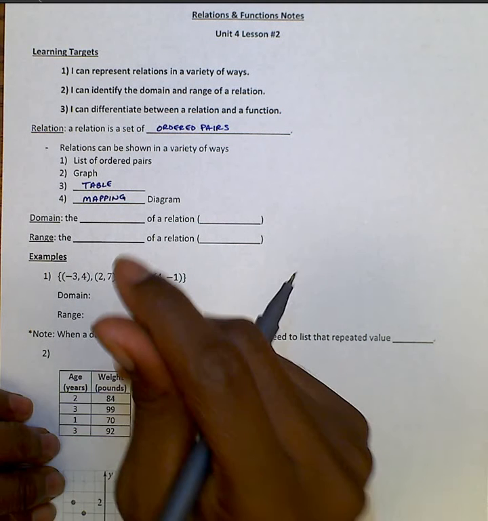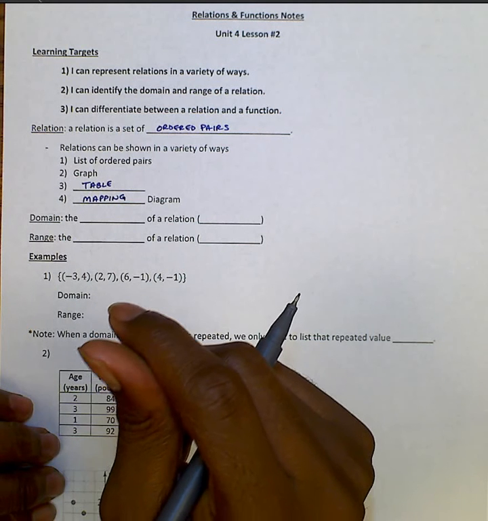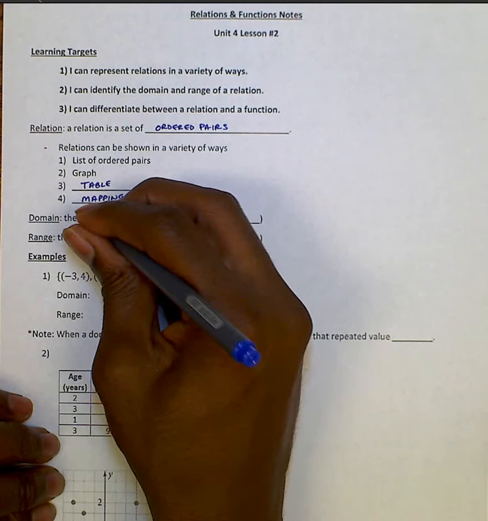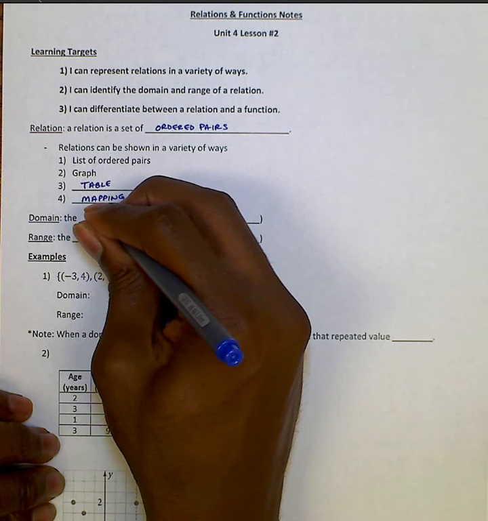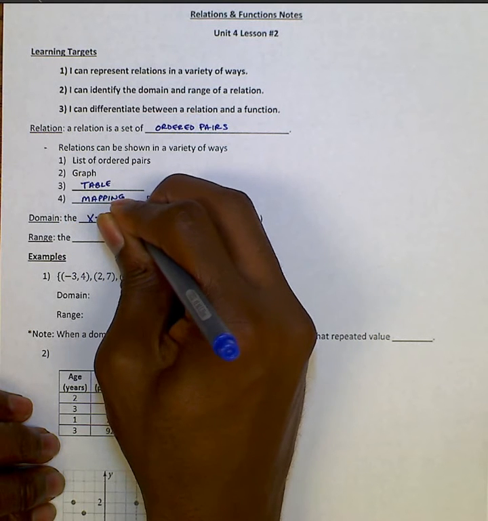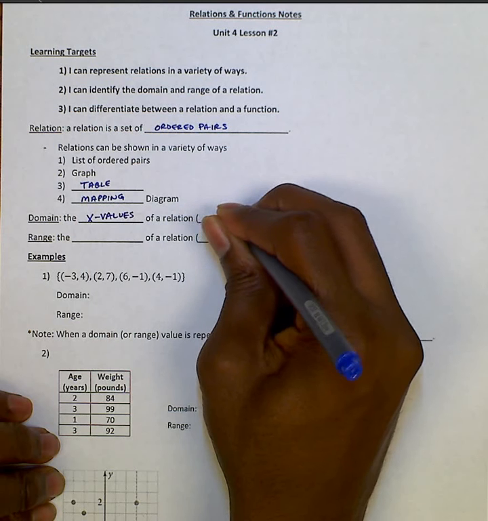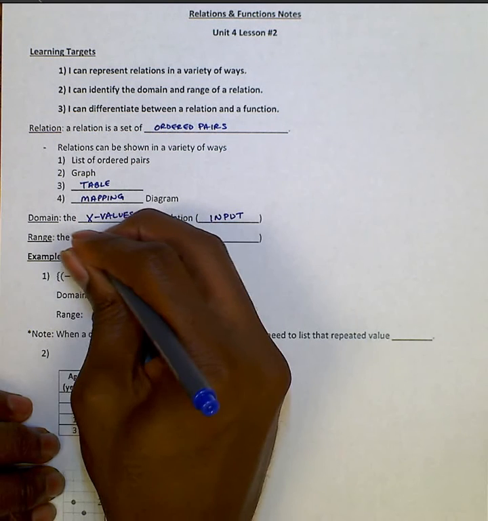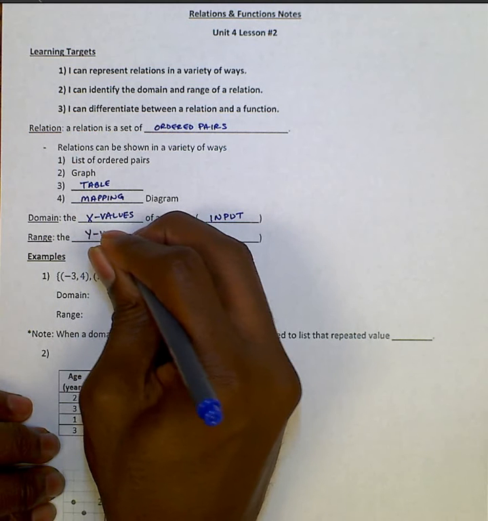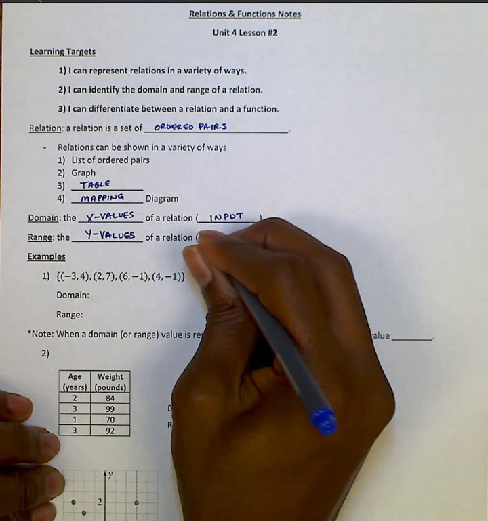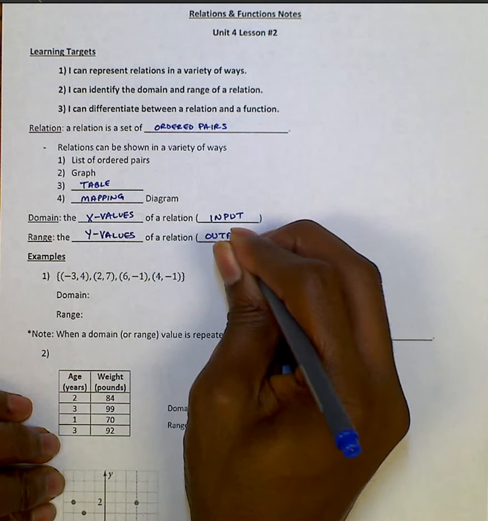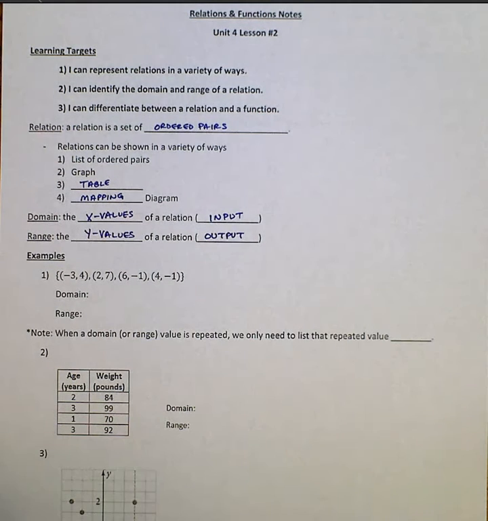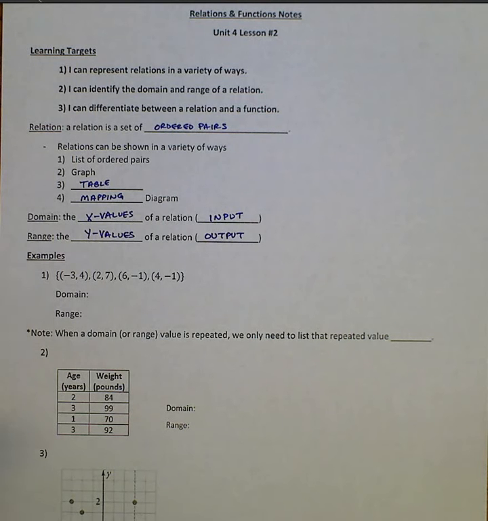Okay, a relation is made up of two parts basically: the domain, which is the x values, or sometimes they're called the inputs, and the range, the y values, also known as the outputs. Okay, so like I said, the domain is the x values and the range is the y values.